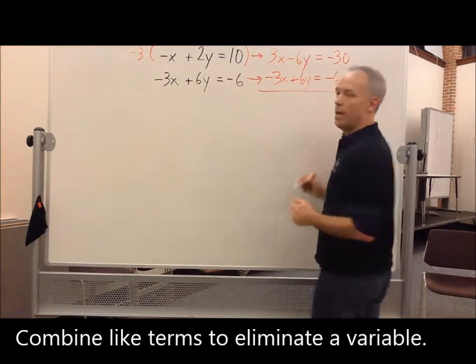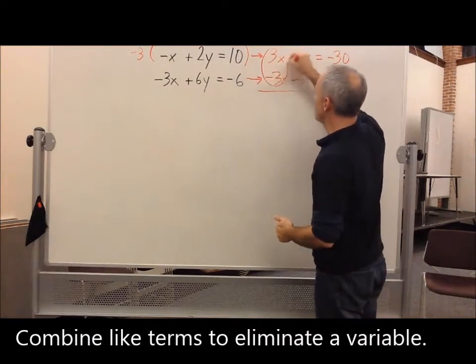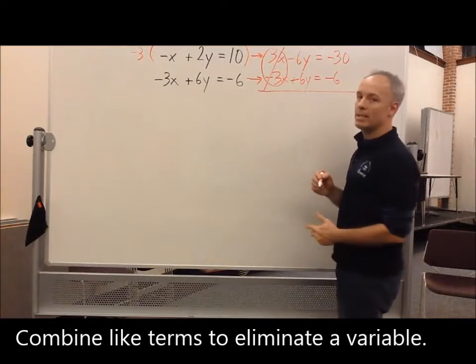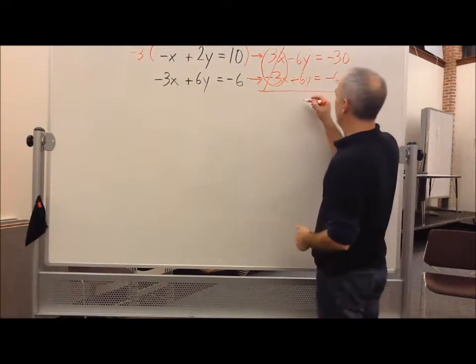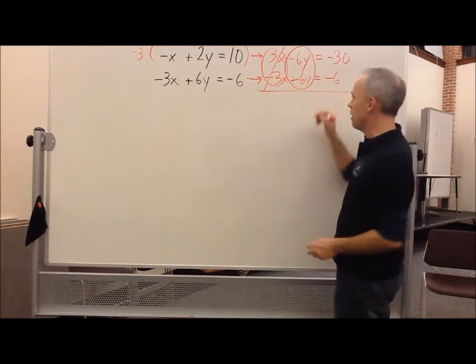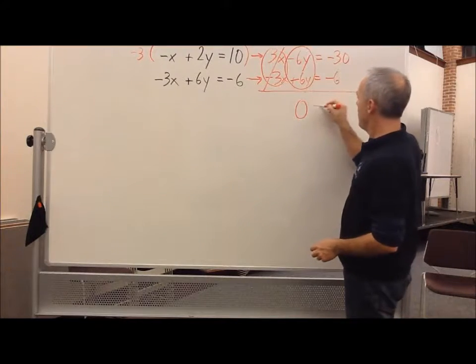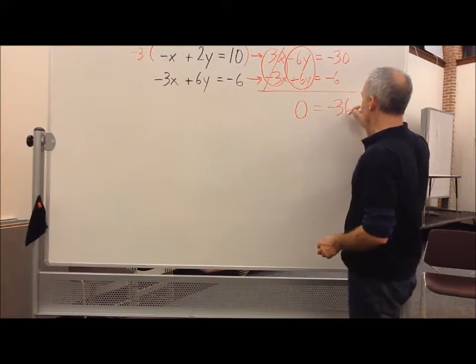Let's combine our like terms together. Negative 3x and positive 3x are a zero pair that eliminates the x value. Now we've got another zero pair. Negative 6y plus 6y, that equals 0. Negative 30 and negative 6 together are negative 36.